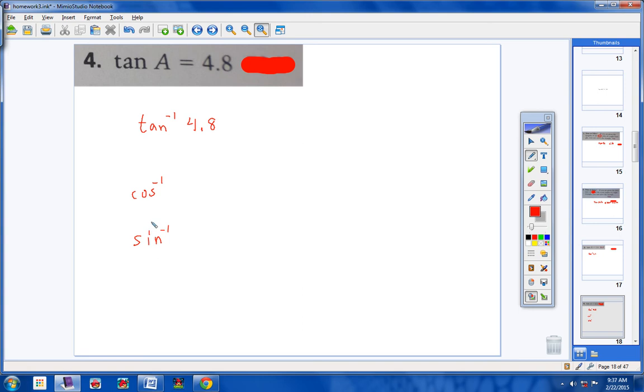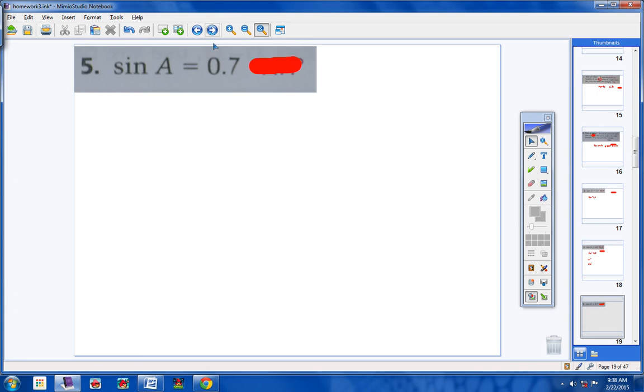I'm amazed every year how students don't get that when I teach this. Sorry guys, I've really got a little bit of a cough today. But listen guys, you only use these inverse function buttons when you're looking for an angle or when you're missing an angle. I can't make it any simpler than that, okay? If you type this into your calculator right here, inverse tangent of 4.8, you will get 78.2 if you round correctly. Alright, moving on to number 5.